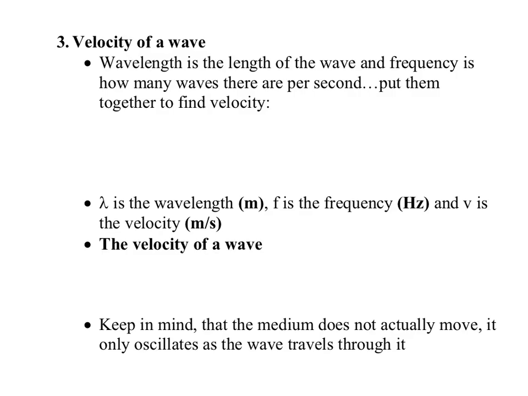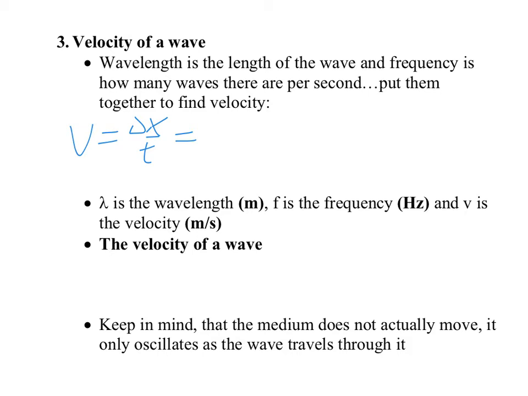Okay, now let's look at velocity of a wave. Wavelength is the length of a wave, and frequency is how many waves there are per second. So put them together to find velocity. And we're going to actually take a step in between this. So we know that velocity equals displacement over time. The relevant length would be the wavelength, so that's my lambda.